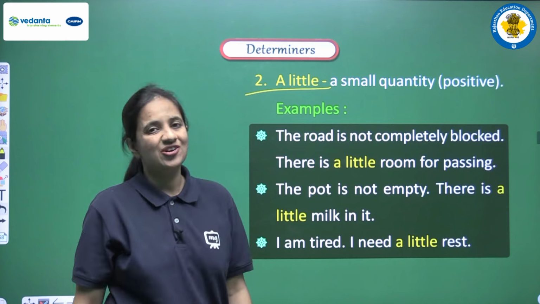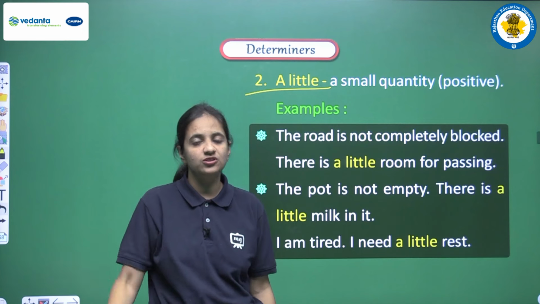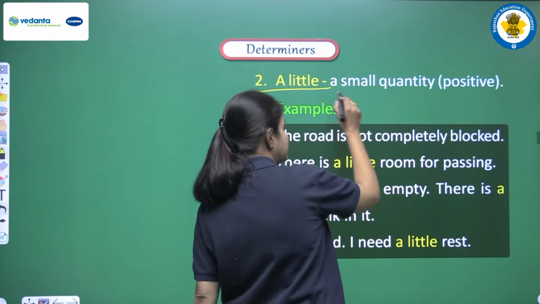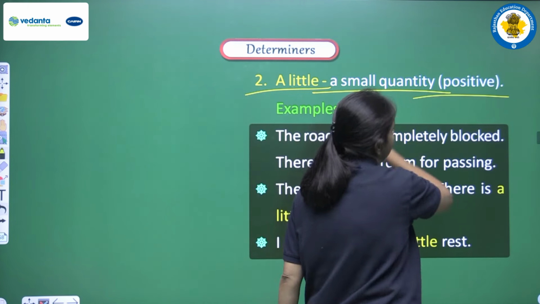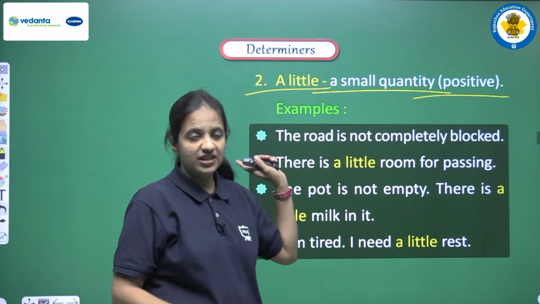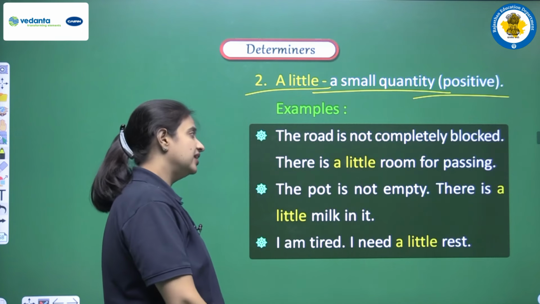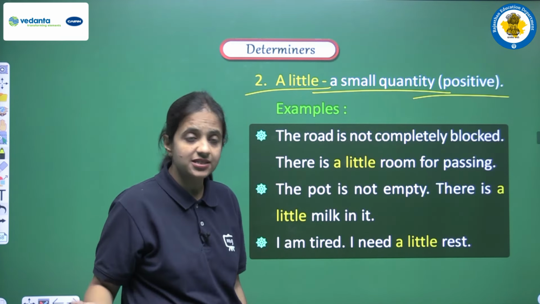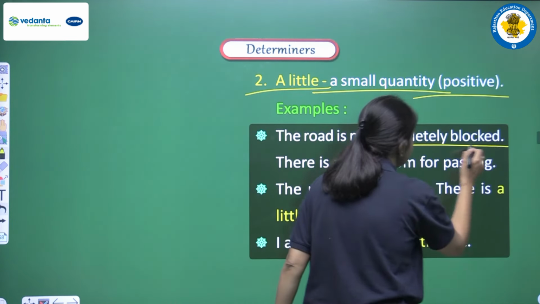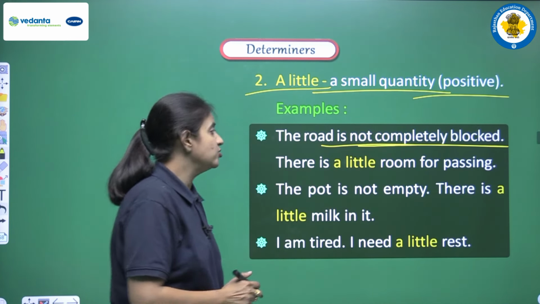Moving on, next we have a little. You can recall when we discussed a few, right? A few was used to show some positive number. Similarly, a little is used to show a small quantity, and yes, it has a positive meaning in the sentence. Let's see some examples. The road is not completely blocked. There is a little room for passing. Here we are saying that the road was not completely blocked. This is the reason we are using a little.